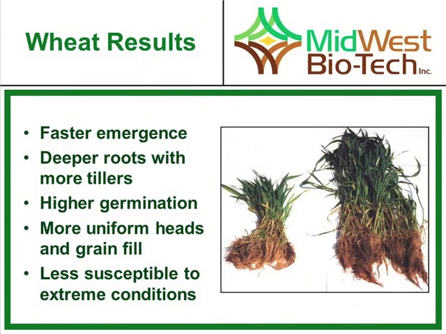Wheat, rye, oats, other small grains, again, faster emergence. In this case, you get a deeper root system with more tillers, better germination. You're going to have more uniform head formation and grain fill. Again, less susceptible to extreme conditions. Comparison, right is the treated, left is untreated.